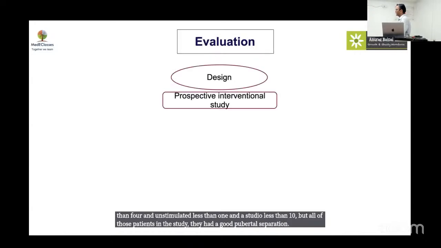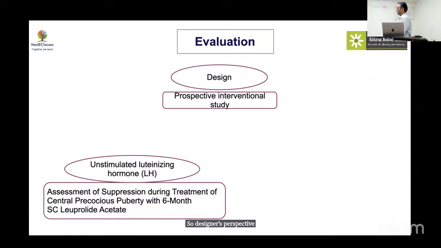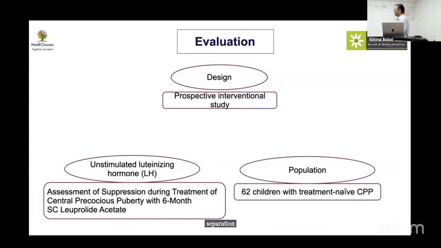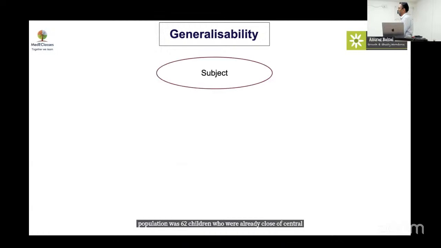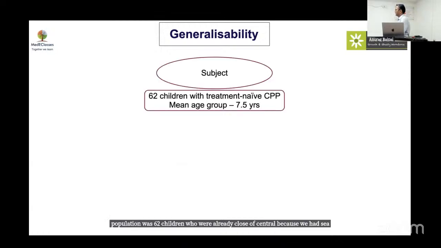So the design was prospective. They used random LH to assess the suppression. The population was 62 children who already had central precocious puberty. The age group was 7.5 years, and in a different study, we can increase the study size, and also the age group we can increase.